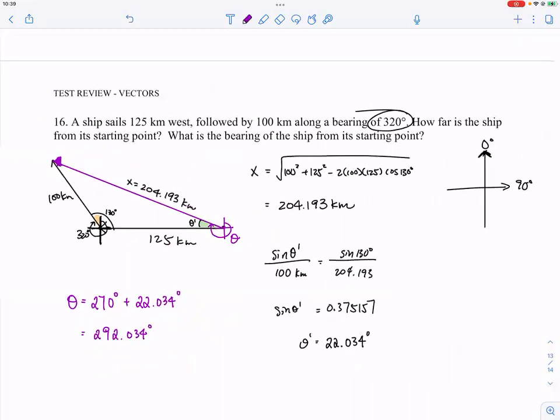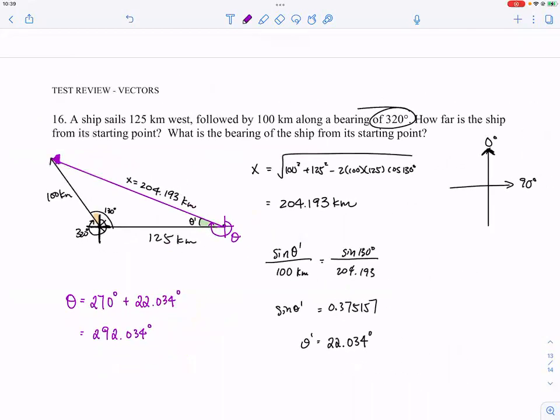Okay, so drawing is very important. And again, draw a big picture. Do not draw a tiny picture.